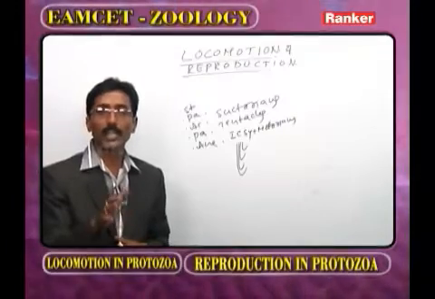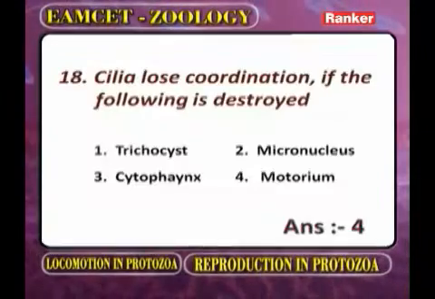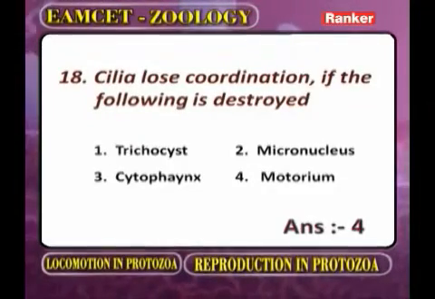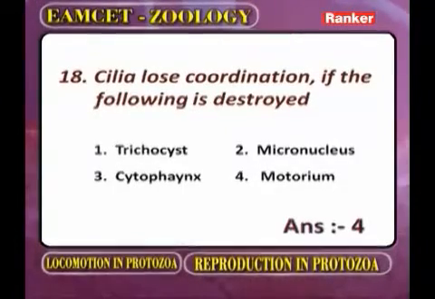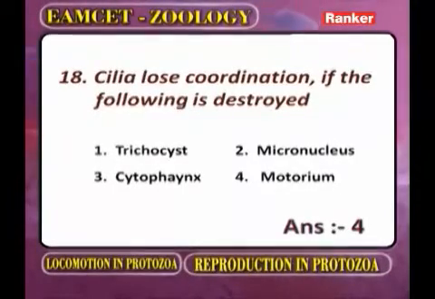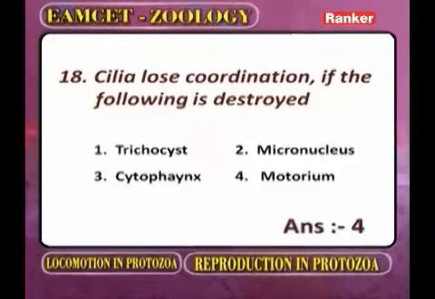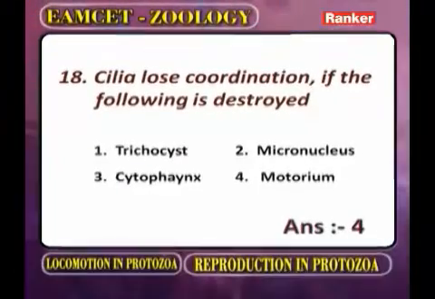Now, cilia lose coordination if the following is destroyed. One, the trichocyst eliminated. Second, the micronucleus eliminated. Third, the cytopharynx eliminated. Based on this information, what is the correct option? That is the motorium. Move to the next question.